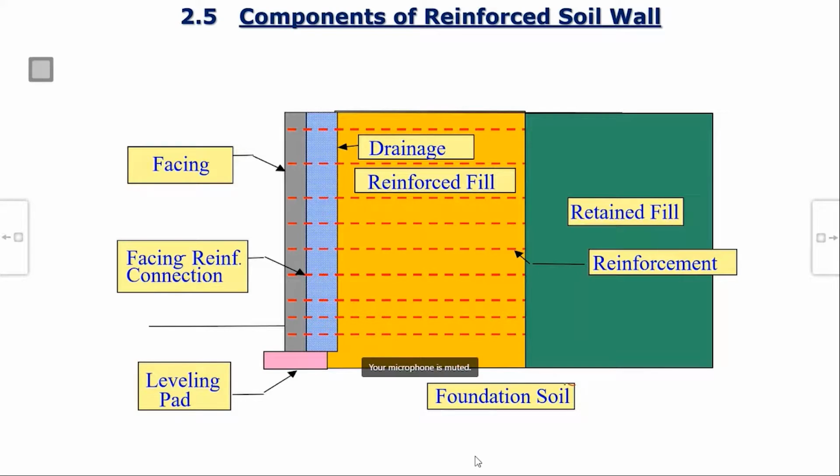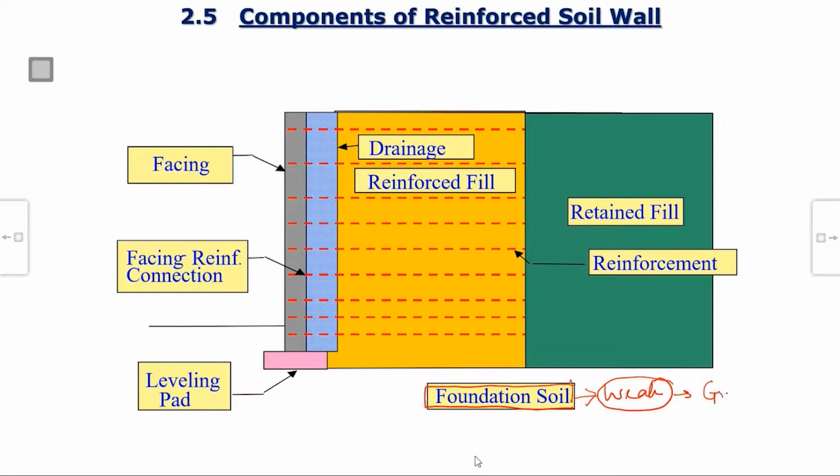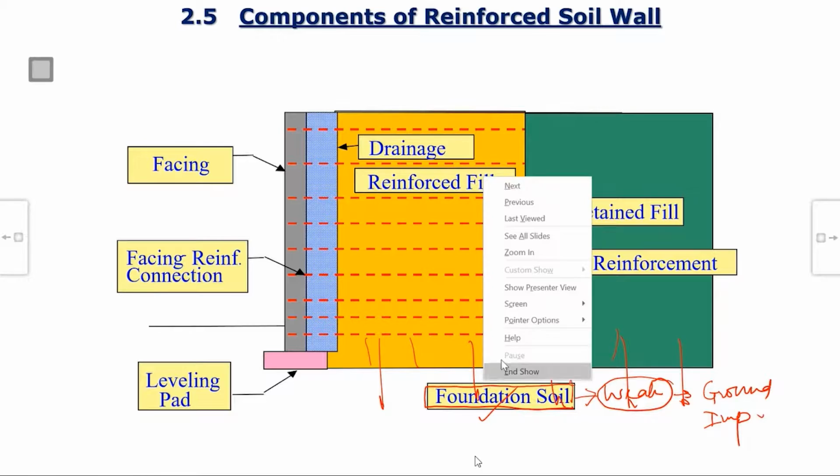This is foundation soil which is existing there, on which we are building. If this soil is weak, there is a definition of what is weak, then we have to do ground improvement first, and then construct this bank, because otherwise after you construct the whole thing there will be settlement. So this is another thing. This is about foundation soil.